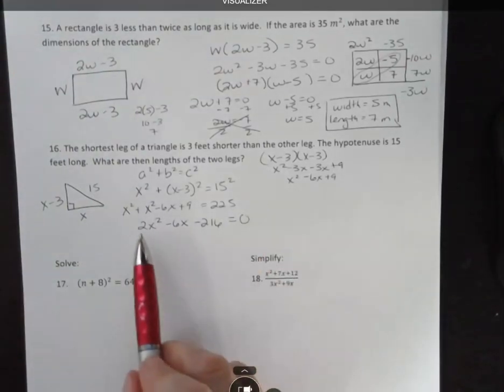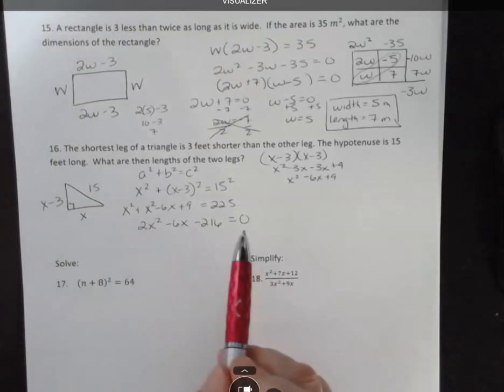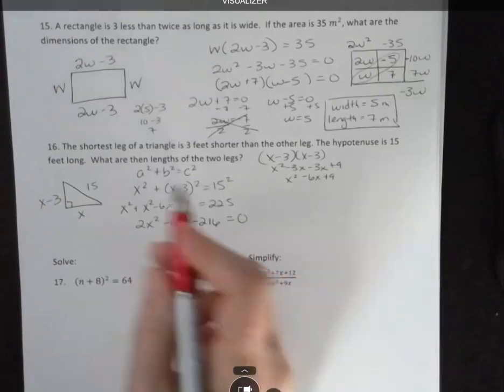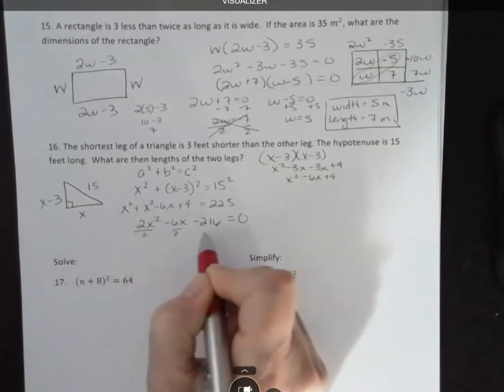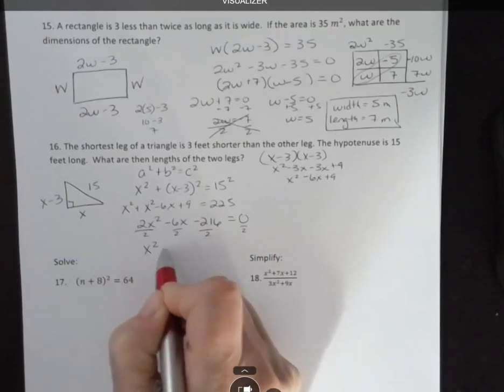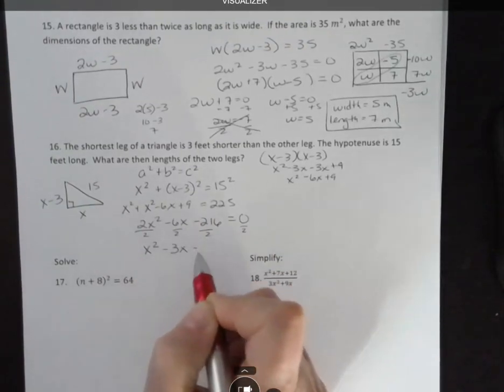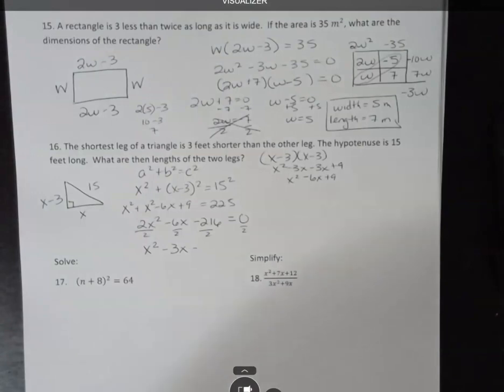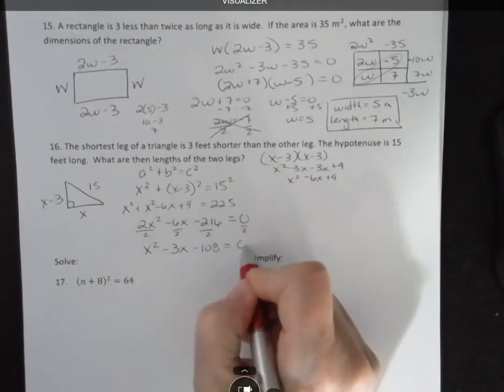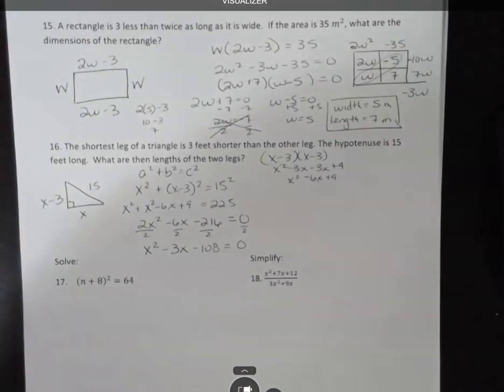Do you see how this equation has a 2 in every term? Wouldn't it be nice if we could just divide the 2 out? Well, we can because we have an equal sign there. So we're going to divide everything by 2 and give ourselves something a little easier to work with. x squared minus 3x minus 108, because 216 divided by 2 is 108, equals 0. That's great because that makes it much easier.